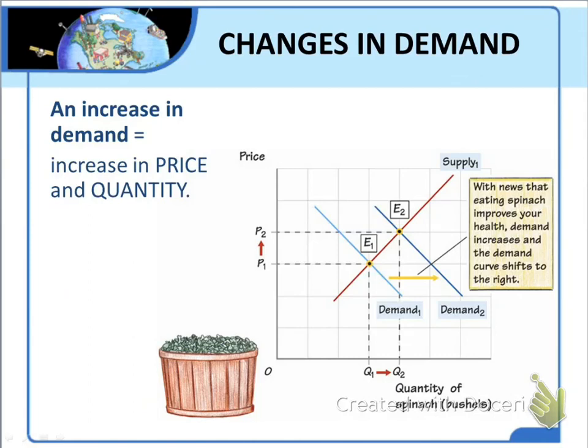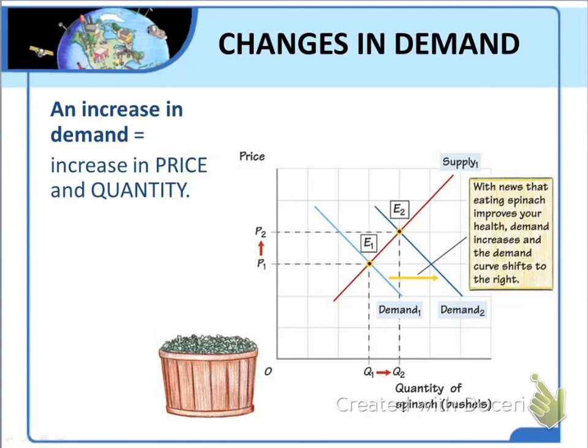If you look at the figure in front of us, it shows the market supply and demand curves for spinach. The initial equilibrium is indicated by point E1, which is right here, and that's determined by the intersection of the original demand curve, which is D1, and the original supply curve, which is S1.